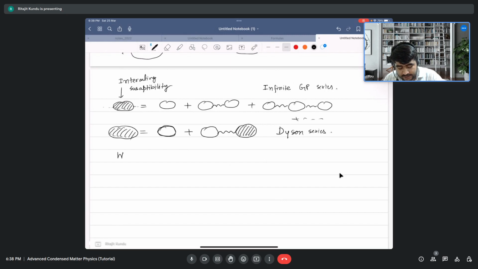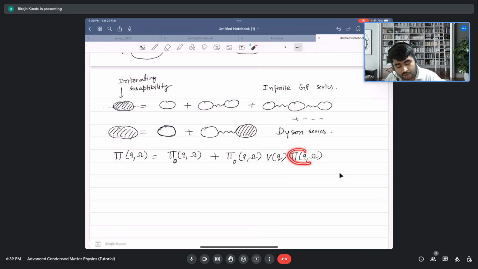So let me write the left hand side as W. These are functions of Q and omega, and then I have pi, which is a function of Q and omega, plus pi naught. Pi naught means the non-interacting polarization. So I have pi naught, the non-interacting polarization, Q omega, and then there is some V of Q, because of this line, and I would end up with pi of Q comma omega, which is again the interacting susceptibility.